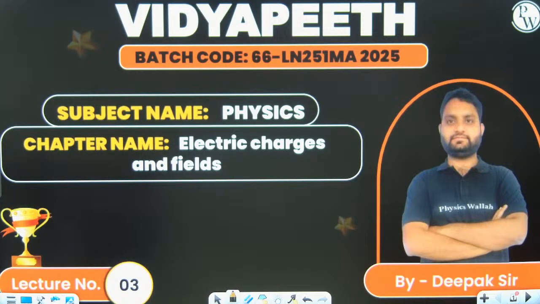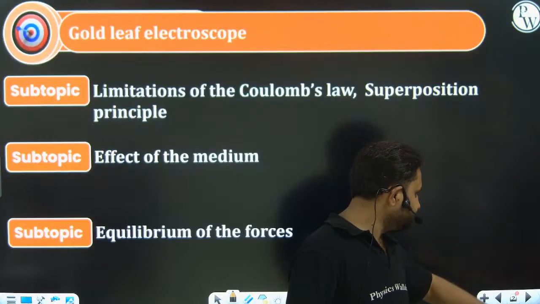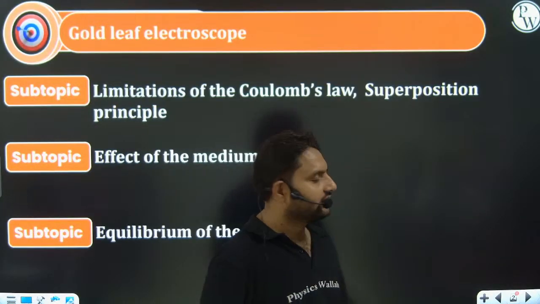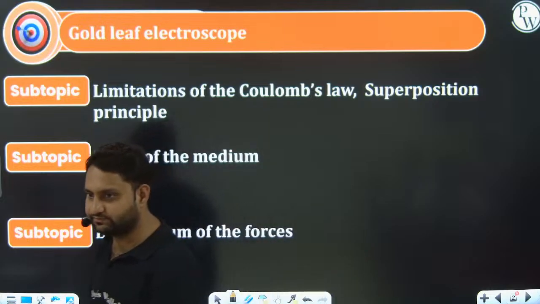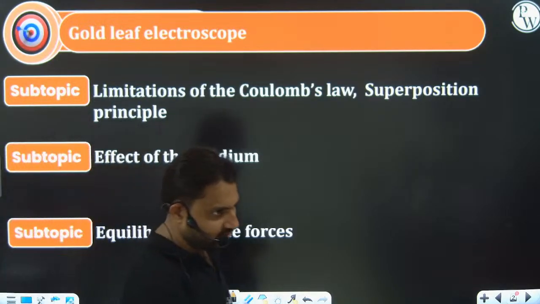So we have started doing electric charges and fields. Coulomb's law we have studied. Coulomb's law is the law to tell what would be the force between 2 point charges. And then we have studied the relationship, or we can say similarities and differences, between gravitational force and electrostatic force.